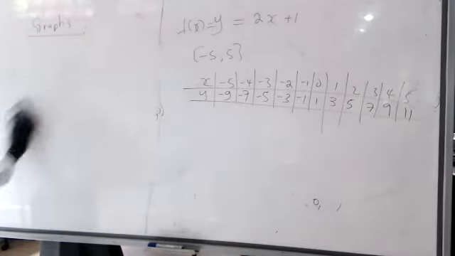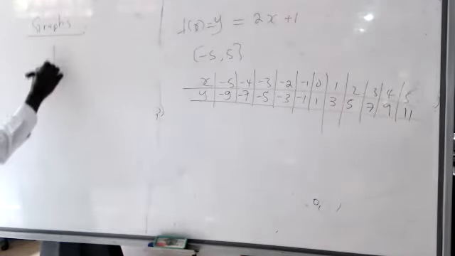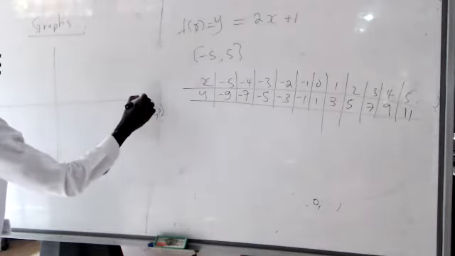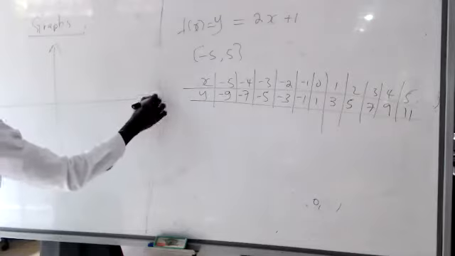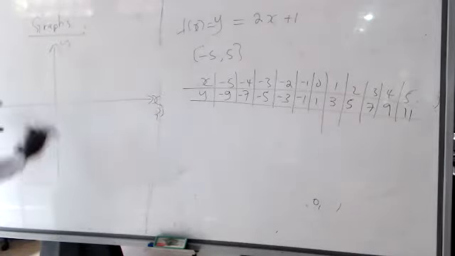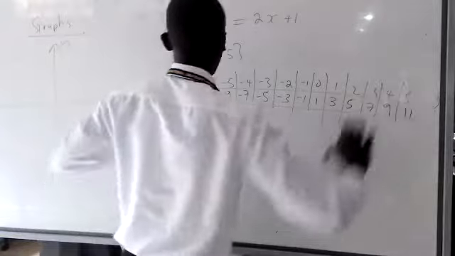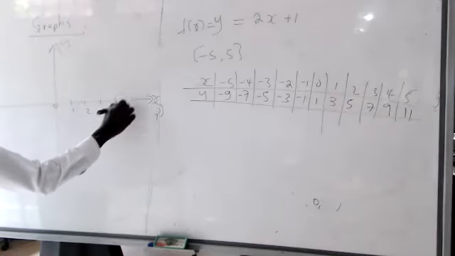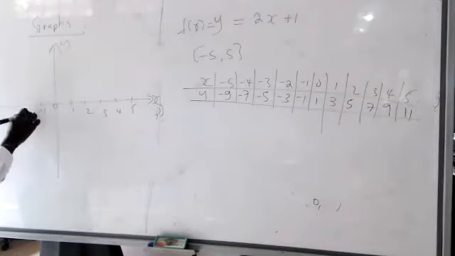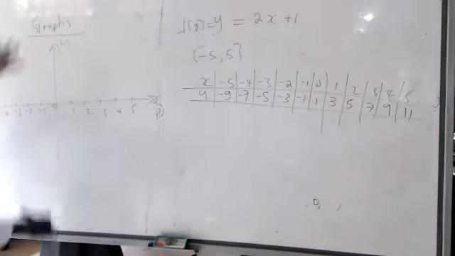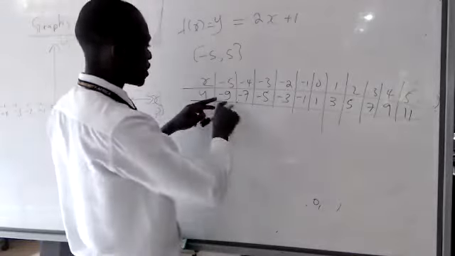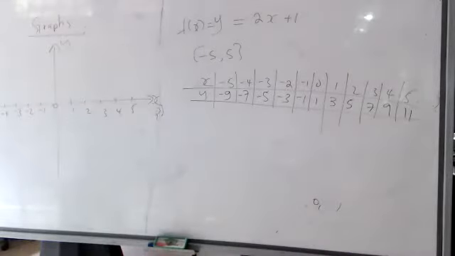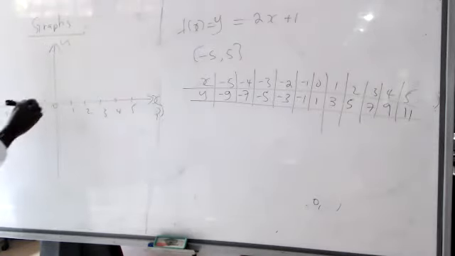So we need our axes, okay? We need the x-axis and the y-axis. On the x-axis, we plot the x coordinates, all the way from 0, 1, 2, 3, 4, 5, -1, -2, -3, -4, -5. And for values of y, I can see it's from -9 to 11. So I can do the positive half of the axis up to.